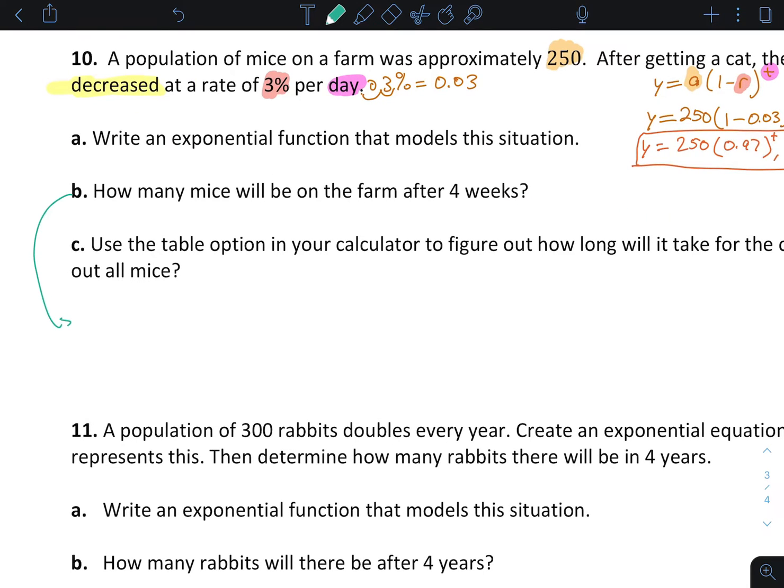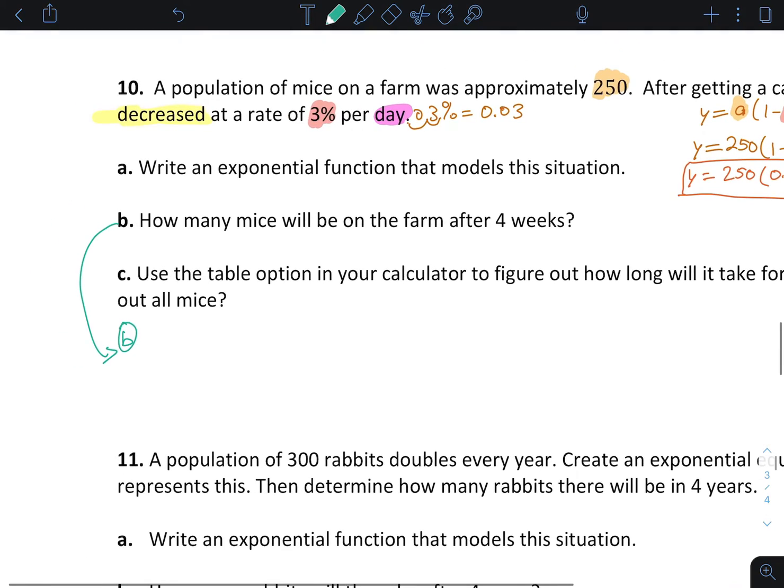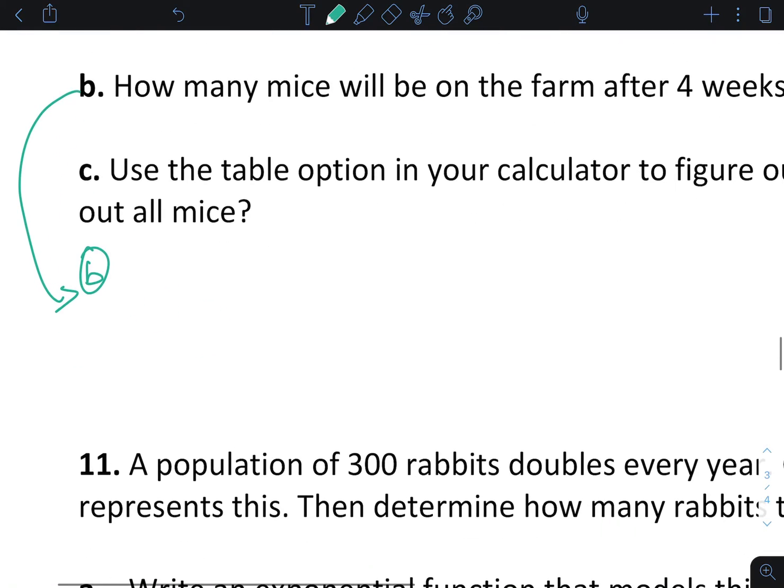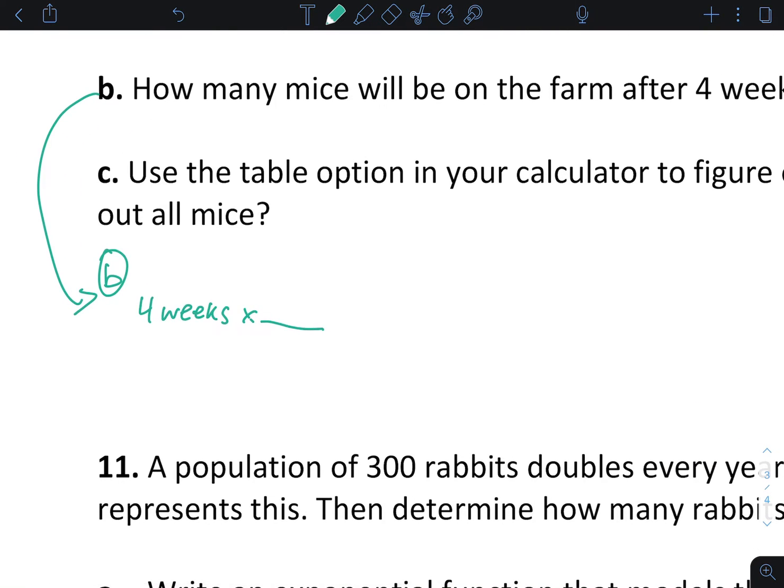So what I'm going to do here is, I didn't give you enough space. I'm terrible, I know. So just move this B. We'll do the work down here. There's so much space here. So how many mice will be on the farm after 4 weeks? Well, let's change those 4 weeks into days. I'm about to do a thing called dimensional analysis. You'll learn more about that in chemistry. It's just unit conversion. Let's convert from weeks to days. I know that in 1 week, we have 7 days. Therefore, in 4 weeks, we'll have 28 days. I just multiplied 4 times 7.